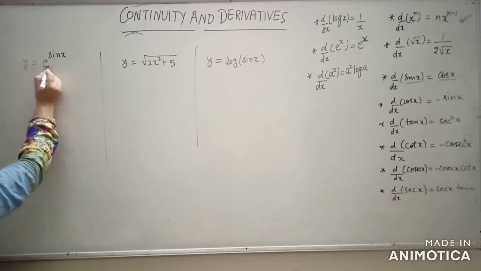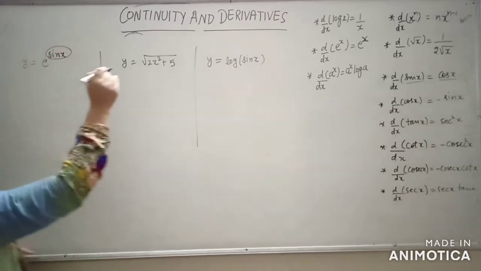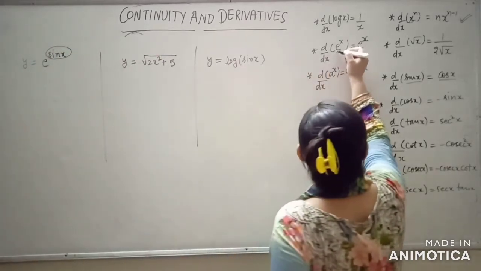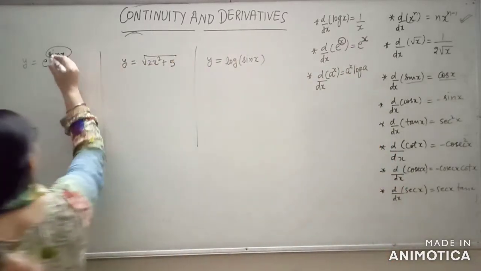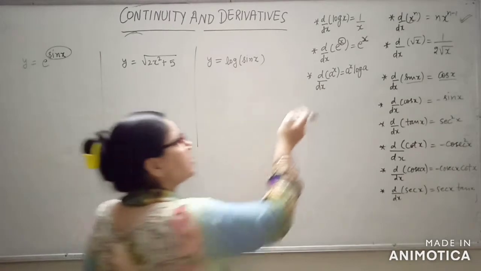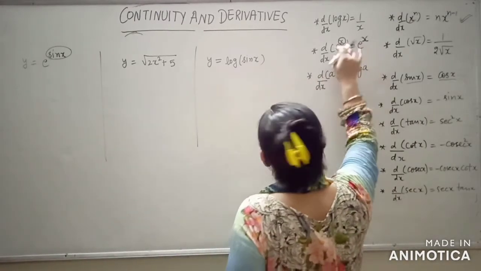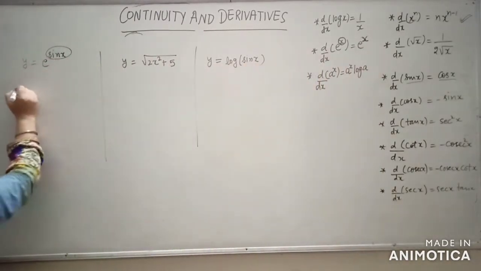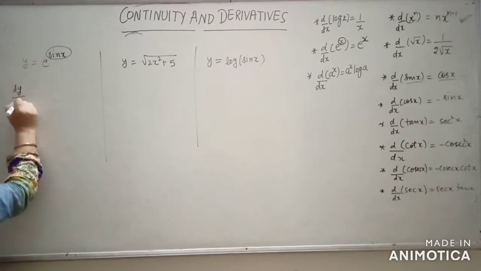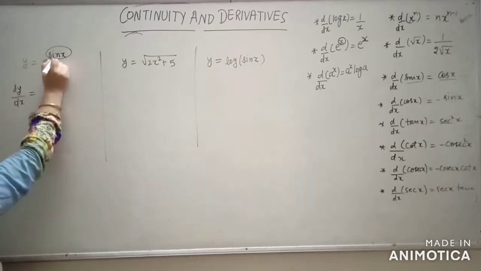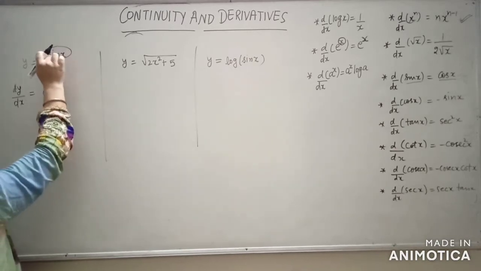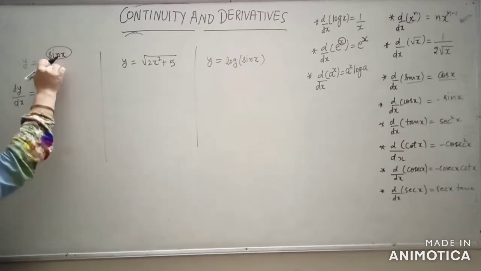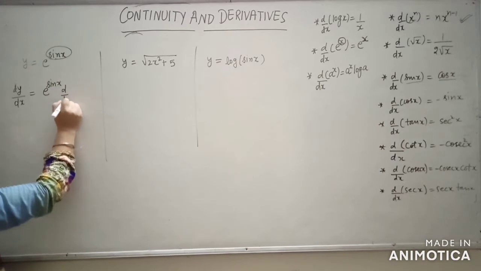Now y is equal to e raised to power sin x. We know the formula for the derivative of e raised to power x. Here we consider that sin x is x and apply the rule as it is. So dy by dx is equal to e raised to power sin x, but whatever you have considered as x, you have to take its derivative. This is the chain rule.